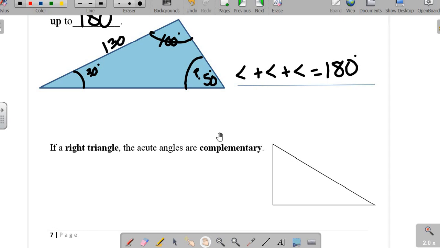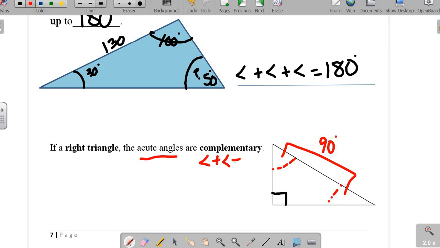Which leads us to this simple understanding. If all triangles add up to 180 and we have a 90-degree angle here, that means these two acute angles must also, regardless of what they are, add up to 90. So in a right triangle, the acute angles are always going to be complementary, which is angle plus angle equals 90.